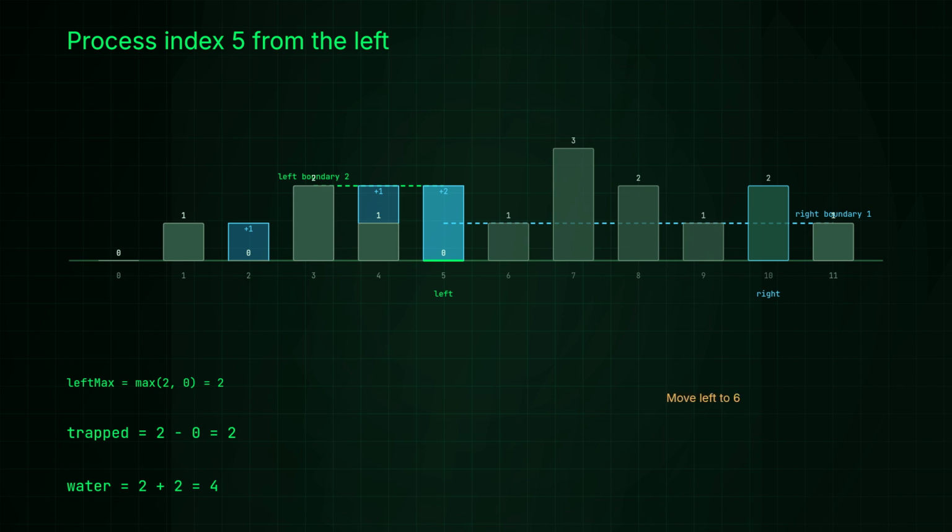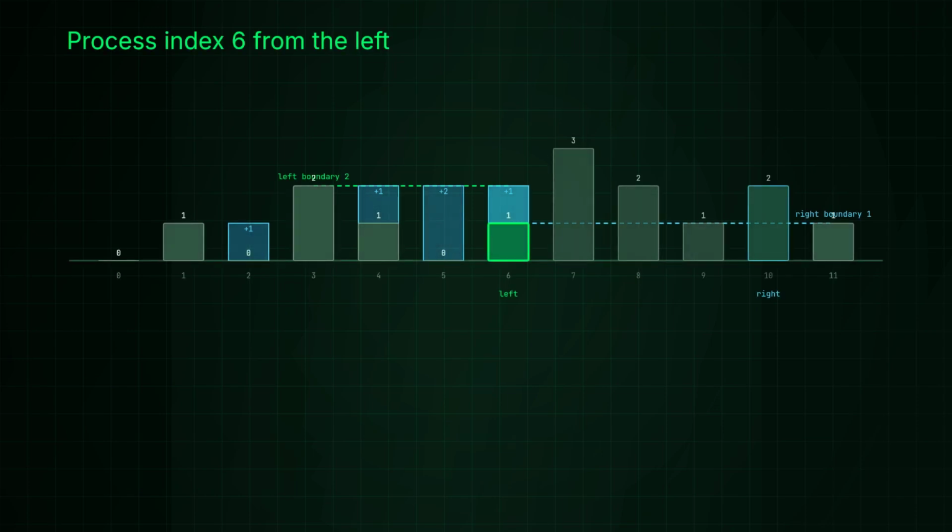Left is at index 6, height 1, and right is at index 10, height 2. 1 is no taller than 2, so process the left index. Update left max from 2 to maximum of 2 and 1, which is 2. The boundary is 2 and the bar height is 1, so index 6 traps 1. Add 1 to the total. 4 plus 1 equals 5. Finalize index 6, then move left inward to index 7.